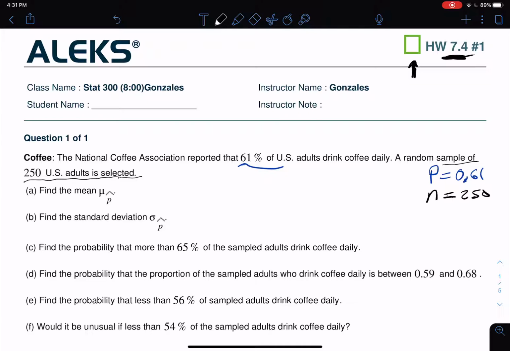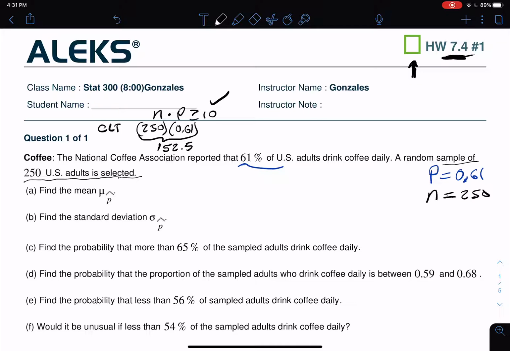Well, in order to really use the central limit theorem, we really kind of need to go through and show that this is true. What do we need to show? We need to show that n times p is greater than or equal to 10. Well, our n value is 250, and our p value is 0.61. And when we multiply that, we get a pretty good size number, 152.5, which is definitely greater than or equal to 10.